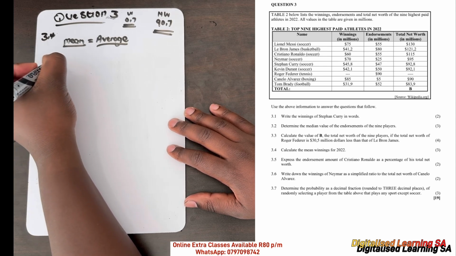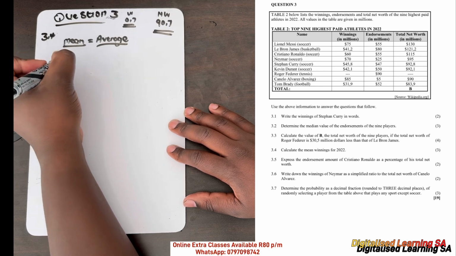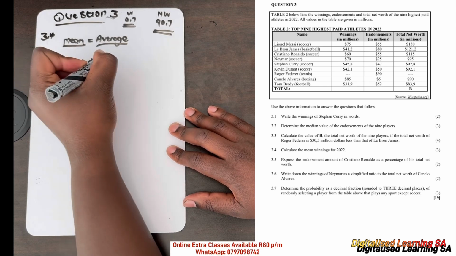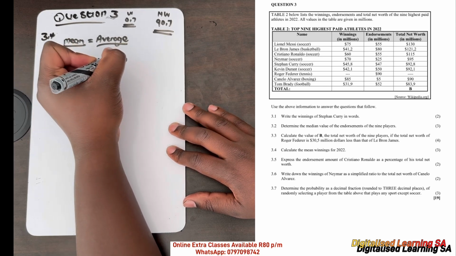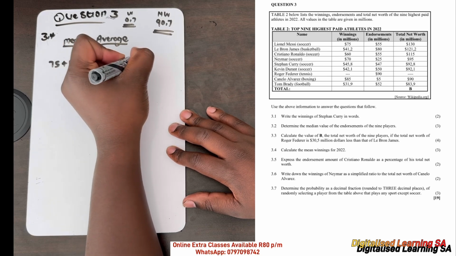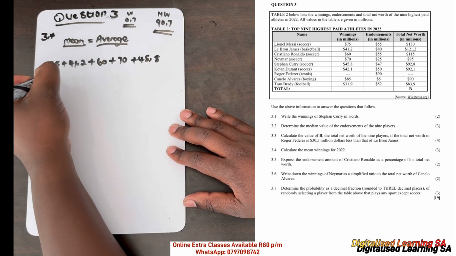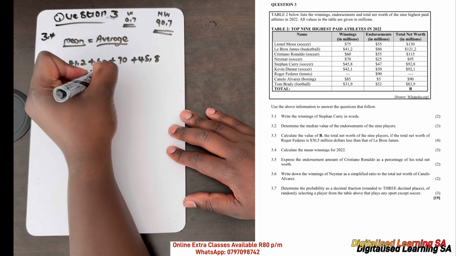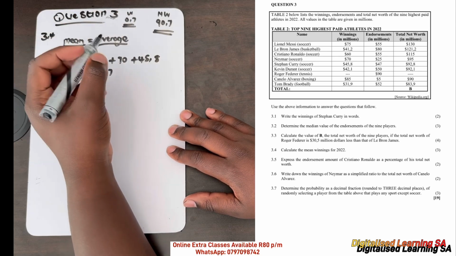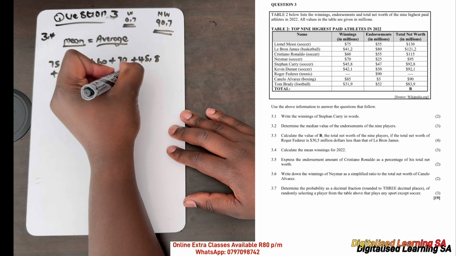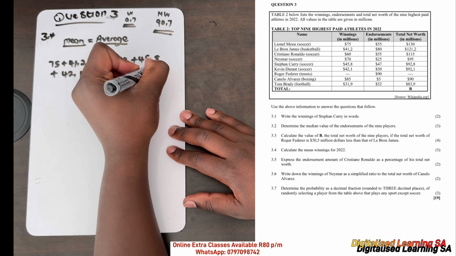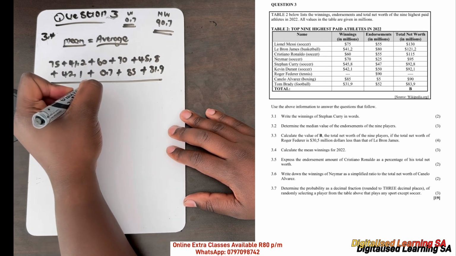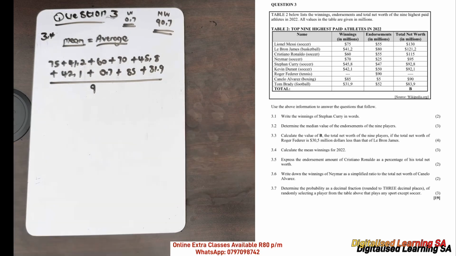So we are going to say 75 plus 41.2 plus 60 plus 70 plus 45.8 plus 42.1 plus 0.7. The 0.7 is this one, okay, and then plus 85, and then plus 31.9, divided by the total number of players, of athletes, which is 9.